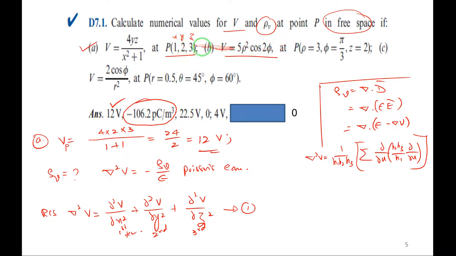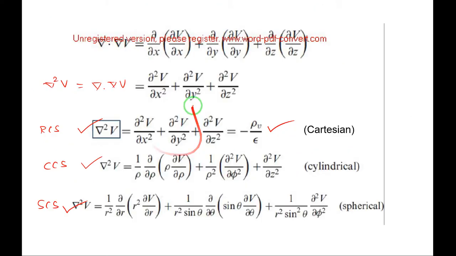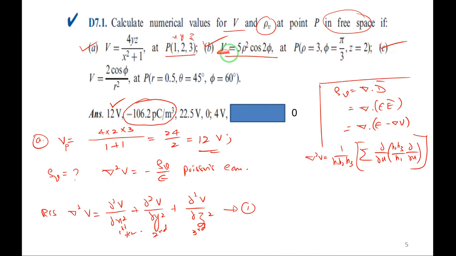Similarly, you do part B and part C. I am leaving it to you. Part B is in the cylindrical system, so you have to use the cylindrical formula: do the first term, second term, and third term. Similarly, in spherical for part C, do the first, second and third terms. So for part B, this is the answer: rho v will be 0. For part C, this is the answer: rho v will also be 0, and we only get potentials. So this is the part B answer, this is the part C answer, and this is part A, which we have done.